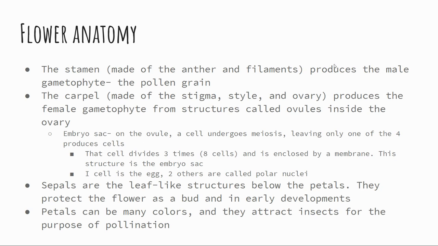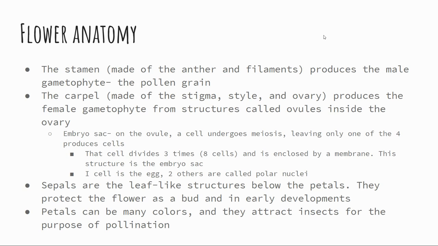On the ovule, a cell undergoes meiosis, leaving only one of the four produced cells. That cell divides three times for a total of 8 cells, and it is enclosed by a membrane. This structure is the embryo sac. One cell is going to be the egg, and two others are going to be called polar nuclei, which are eventually going to provide nutrients for the developing seed.